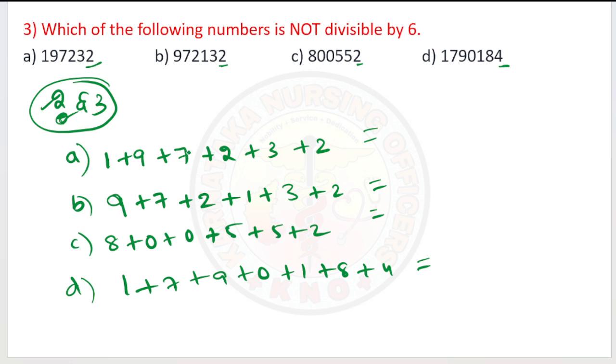9 plus 1 is 10, 10 plus 7 is 17, 17 plus 2 is 19, 19 plus 3 is 22, plus 2 is 24.